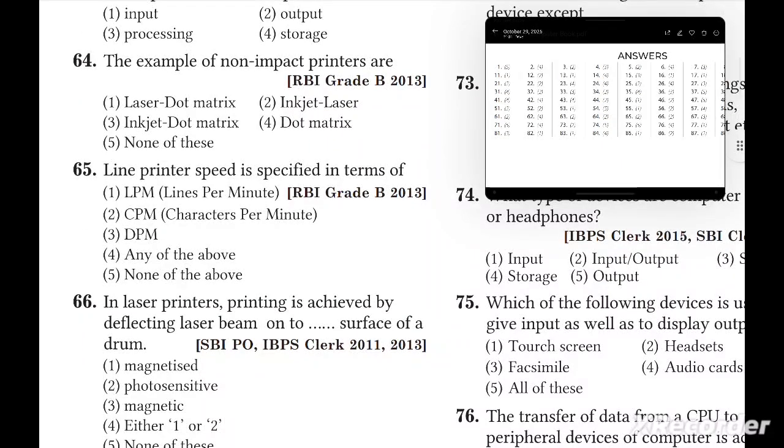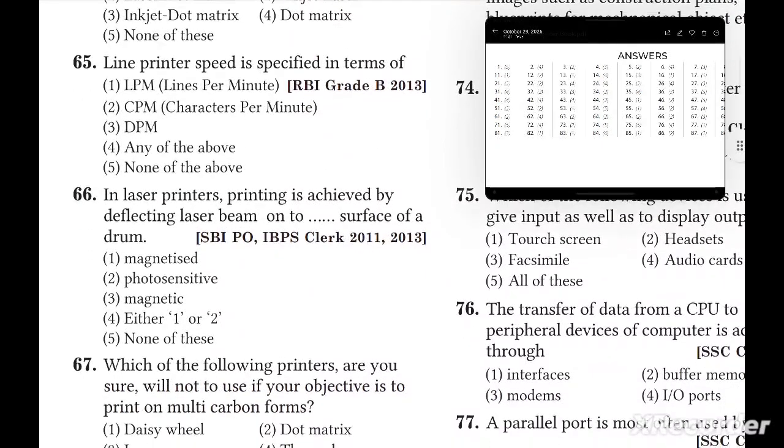Next, the examples of non-impact printers are first laser dot matrix, second inkjet laser, third inkjet dot matrix, fourth dot matrix, fifth none of these. The correct answer is second inkjet laser. Next, line printer speed is specified in terms of first LPM lines per minute, second CPM characters per minute, third DPM, fourth any of the above, fifth none of the above. The correct answer is second CPM characters per minute.